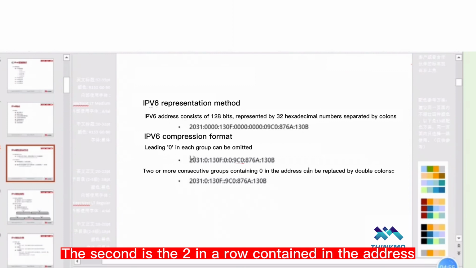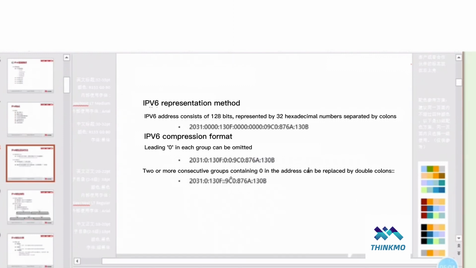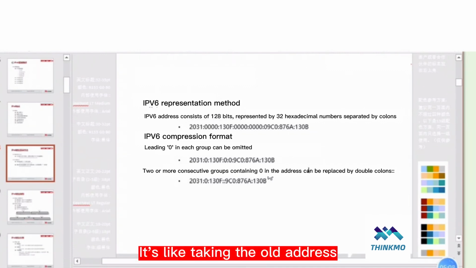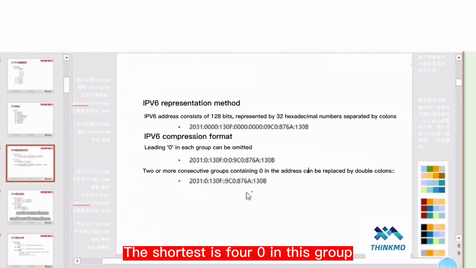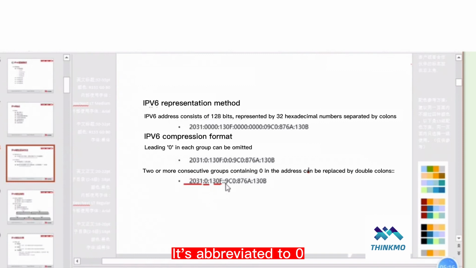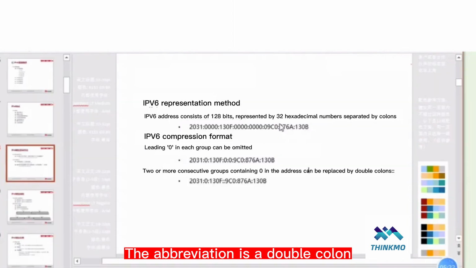The second is that two or multiple consecutive groups of all 0s contained in the address can be replaced by a double colon. The address at the bottom is like taking the old address and shortening it to the shortest. The group 0040 is abbreviated to 40. The 4 zeros in the last two groups are abbreviated to a double colon.